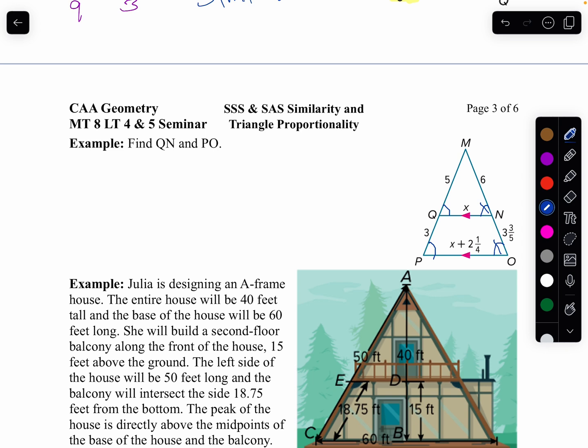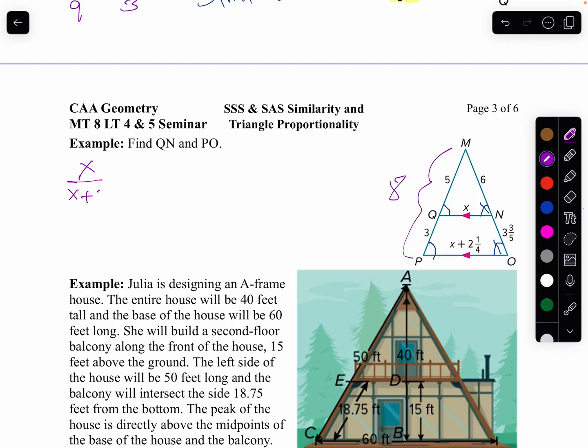So x is the side of the small triangle, MQN. Well, let's point that out to you here. MQN is one triangle, and then MPQ is my other triangle. If I'm going to compare the sides, I need to know the length of M to P, which is 8. I could have done M to Q also, but I'm going to stay away from those fractions if I don't have to. So I'm going to say x, my small triangle, corresponds to x plus 2 1/4.